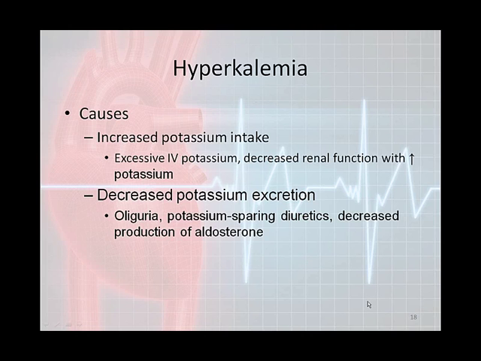Some causes of hyperkalemia are excessive potassium intake or a decrease in potassium excretion. Here it lists oliguria, potassium-sparing diuretics, and decreased production of aldosterone. Aldosterone comes from the renin-angiotensin-aldosterone system. The aldosterone will get into the kidneys and affect potassium excretion. If there is a decrease of aldosterone, it will cause a decrease in potassium excretion, which means you're going to be retaining more potassium.